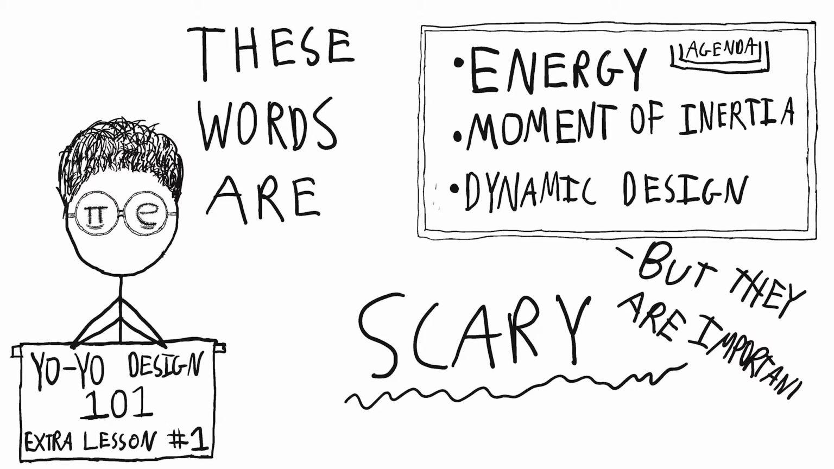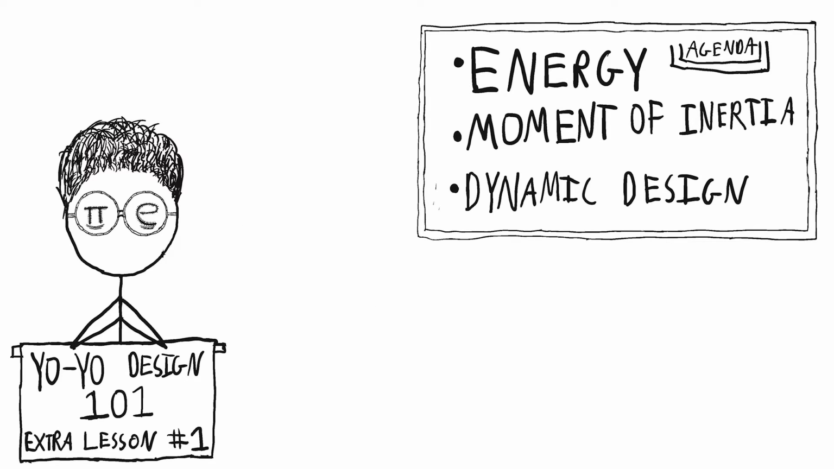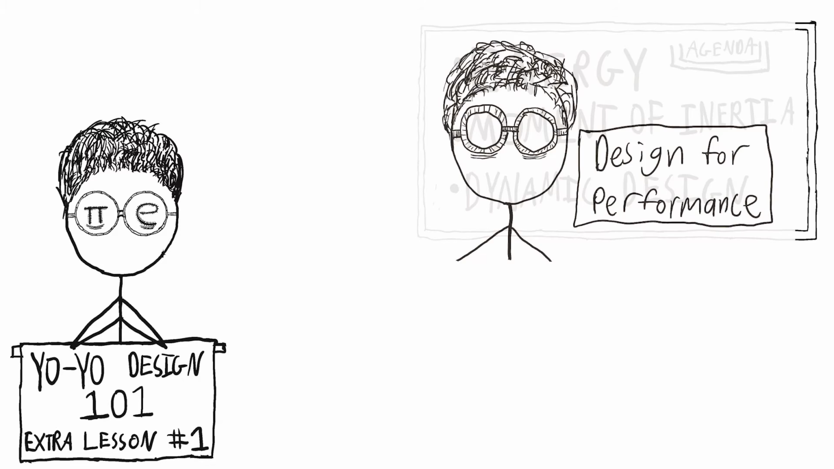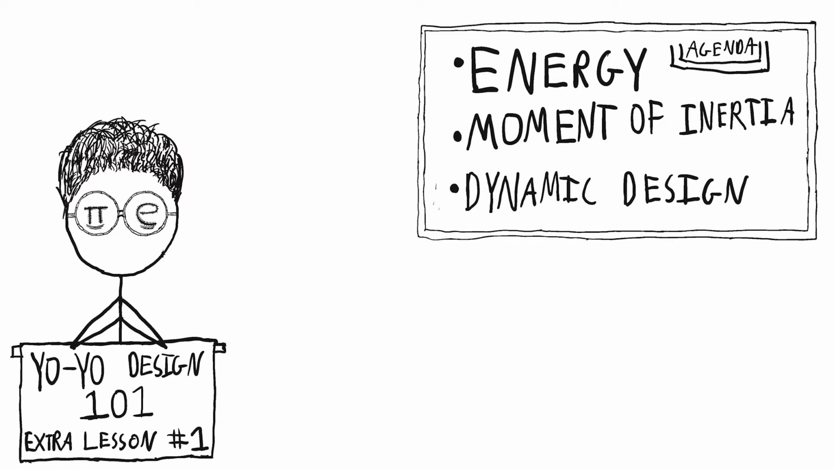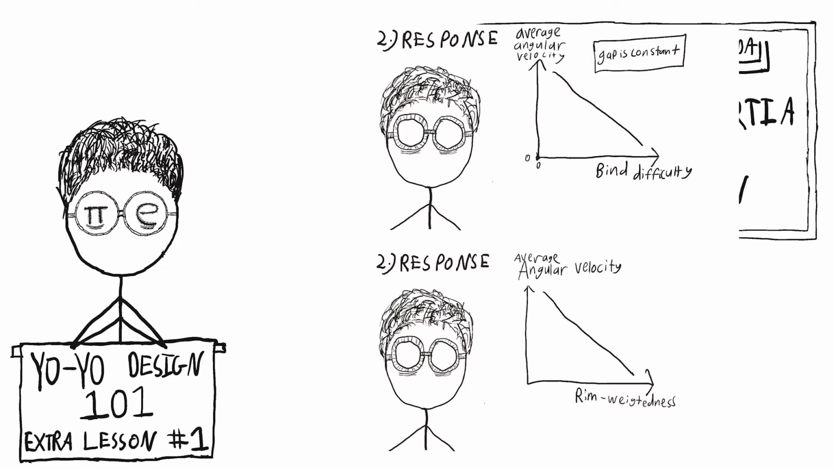But they are important enough to confront head on, and understand exactly what they mean to yo-yo design, especially before I wheel out the second lesson in the series, which is going to wield these concepts heavily in order to explain design for performance. In Lesson 1, I put some fairly interesting graphs up near the end about how weight distribution and performance were related, mainly the relationship between rim weightedness and average angular velocity. I'm going to begin by explaining what that relationship is.